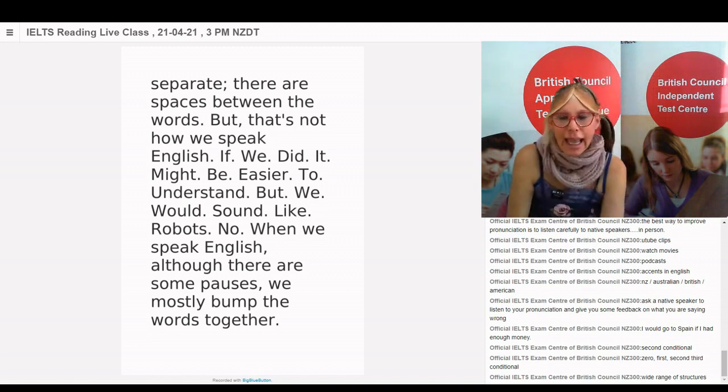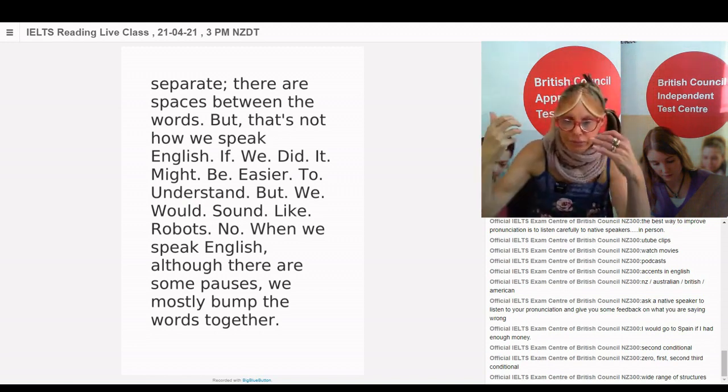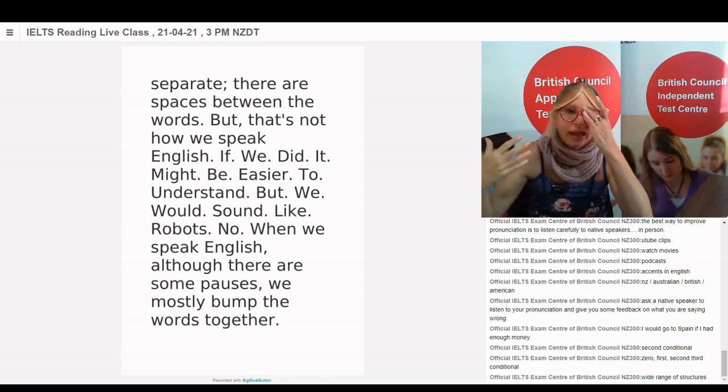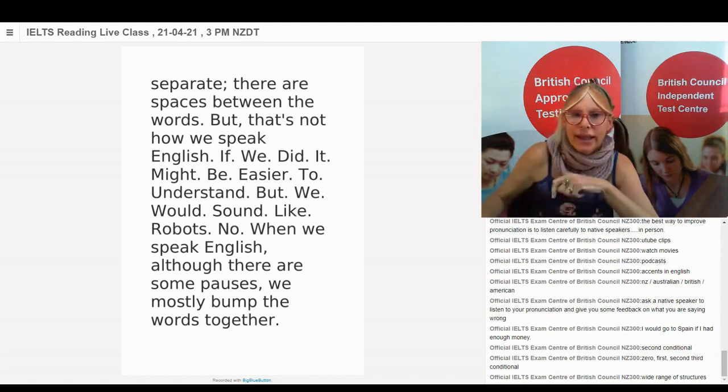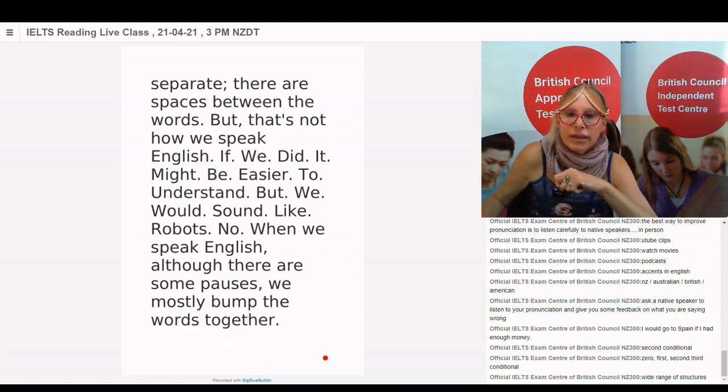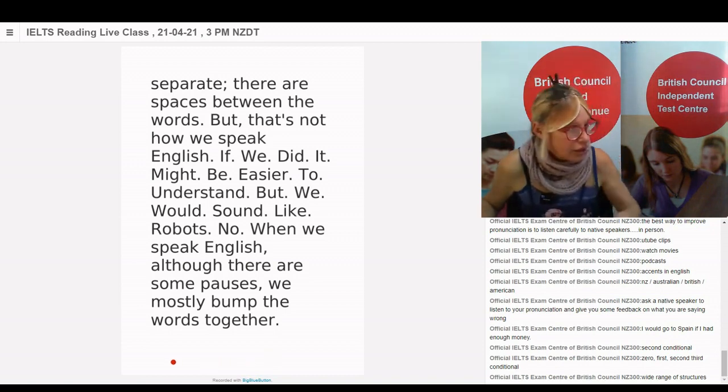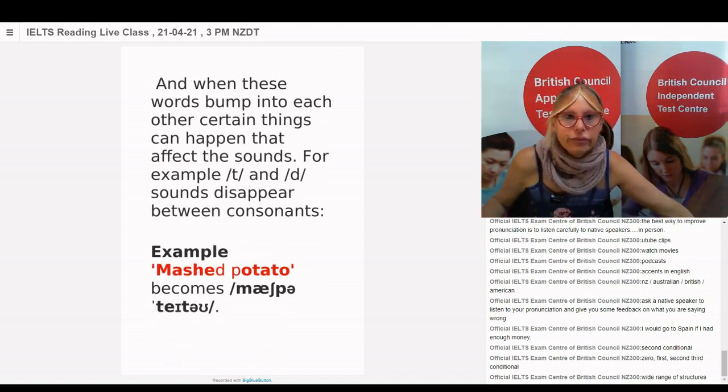We are humans. And when we're speaking, we push the words together so that if you're not familiar with the words, you might think, what word is that person saying? I don't understand that word. I don't know what that word is. So that's why it's important to know a few of the pronunciation features in English. So when these words bump into each other, certain things can happen that affect the sounds. For example, the letter T and D sounds disappear between consonants.